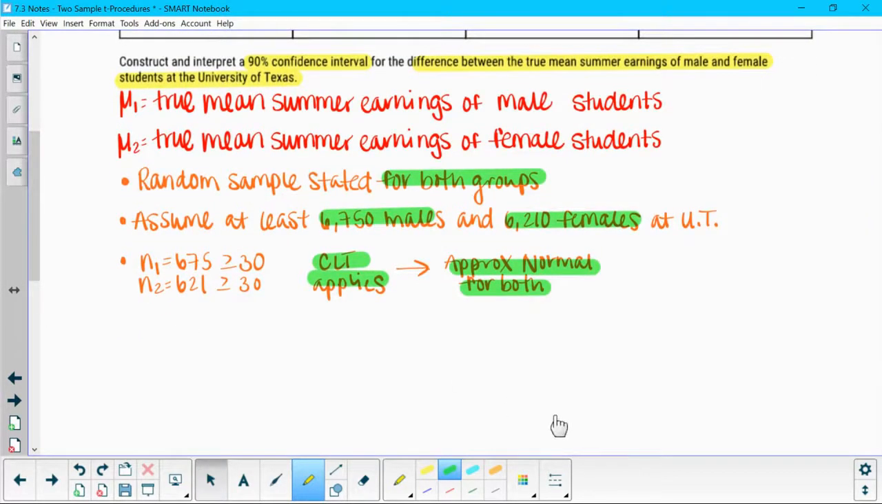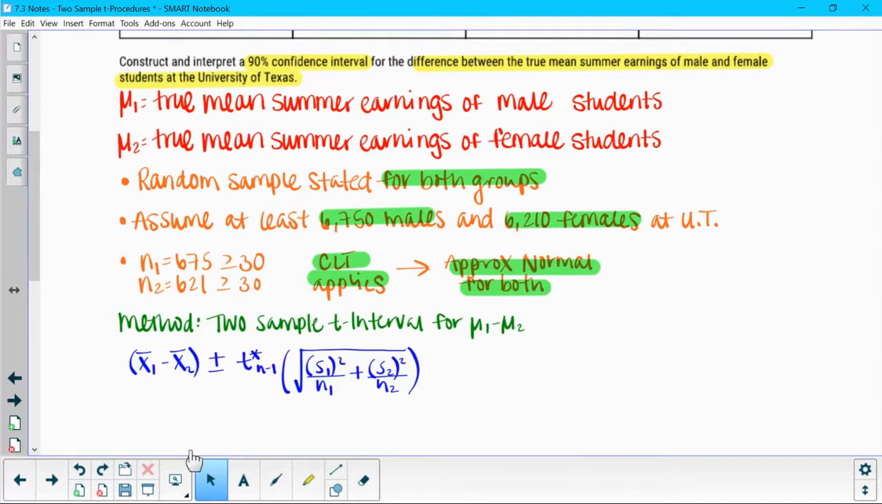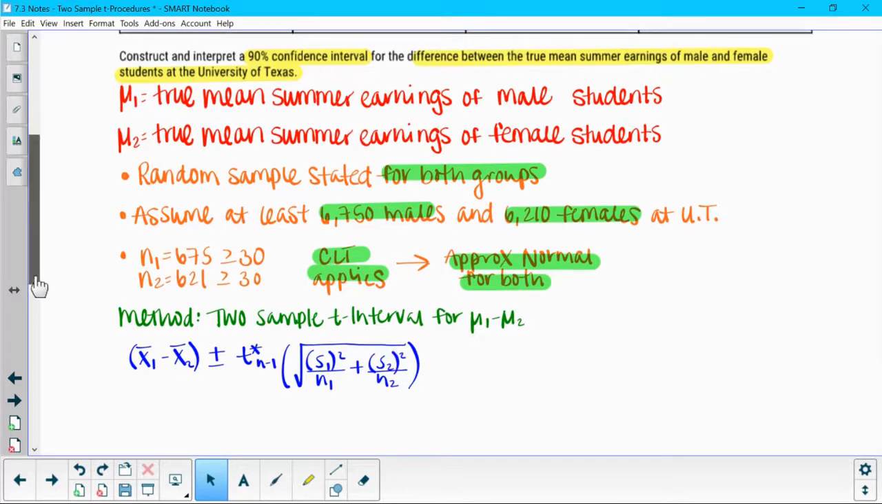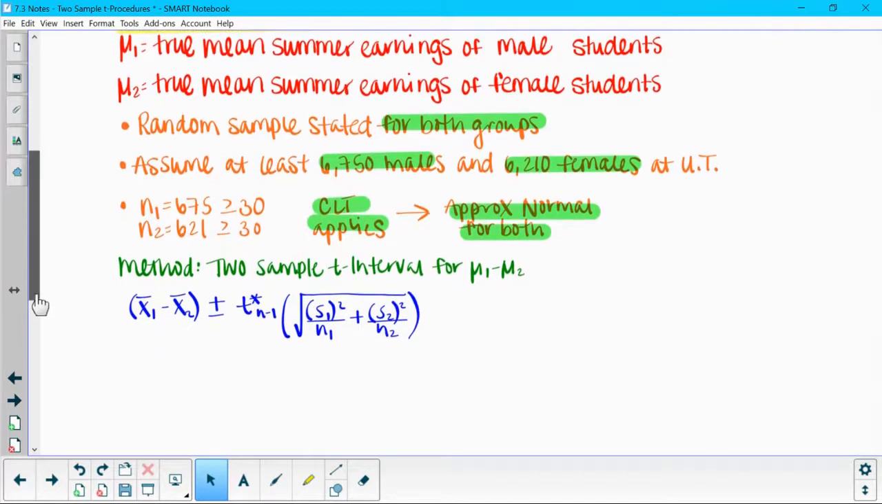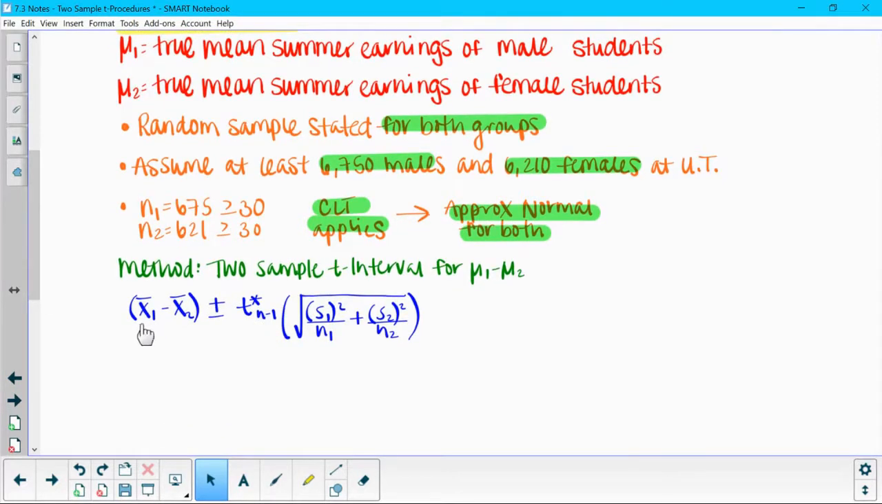Now my method is going to be a 2-sample t-interval. I am doing mu1 minus mu2 so that they know how I'm going to perform my subtraction. I have also included the formula for a 2-sample t-interval: x1 minus x2, plus or minus my critical value times my standard error. One thing you have to remember is if you are not given this data, for instance if you're given a table, you can always go to OneVarStats and get that data from your calculator very quickly. I know my means, my standard deviations, and my sample sizes.